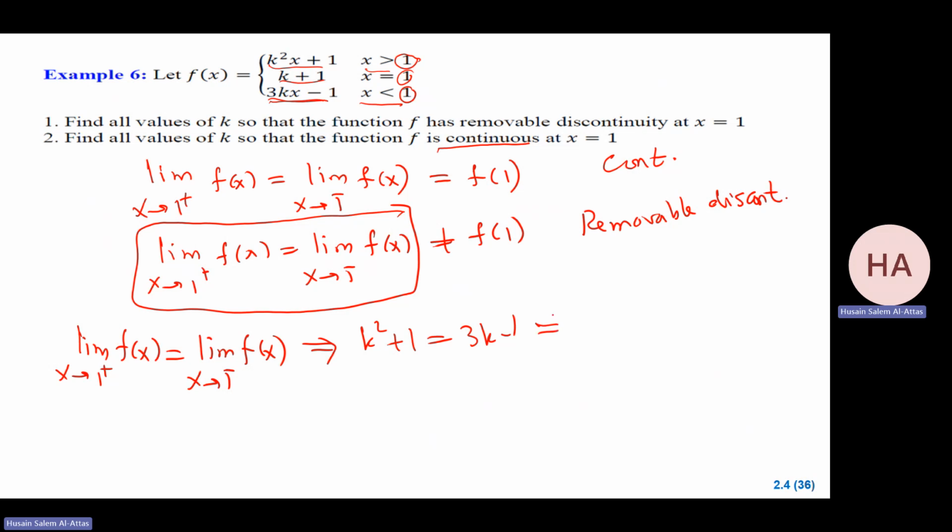Just like a quadratic equation, k squared minus 3k plus 2 equals 0. So you have k minus 2 times k minus 1 equals 0. So you have k equals 1 or k equals 2.